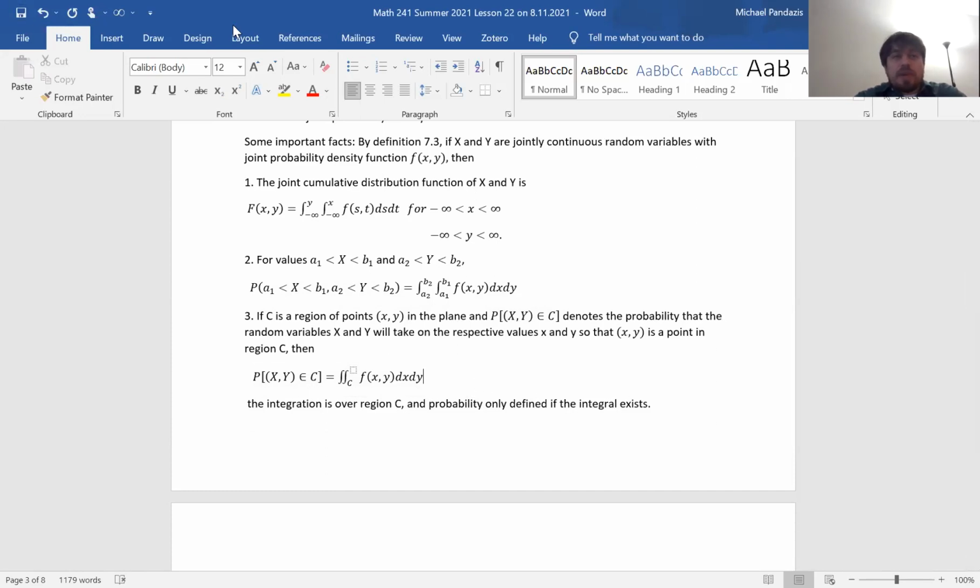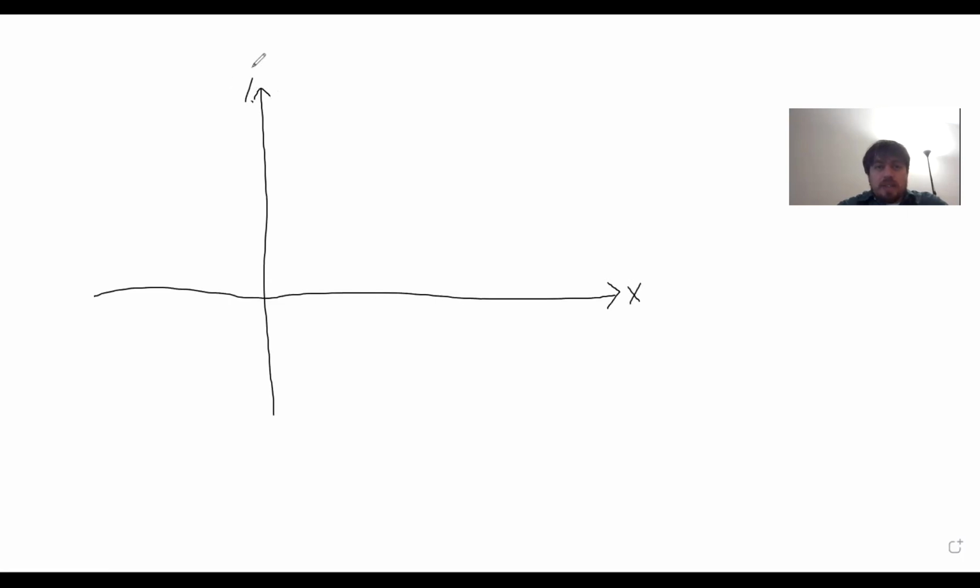Okay, so I think this is easy to see, but maybe not. If you have the xy plane, here are x values, here are y values. I really want to get rid of that arrow. Okay, so you have x and y axes. And let's say you have a region here, and we call it region C.